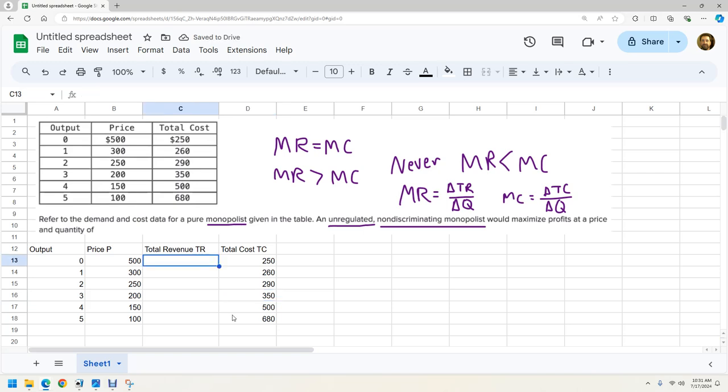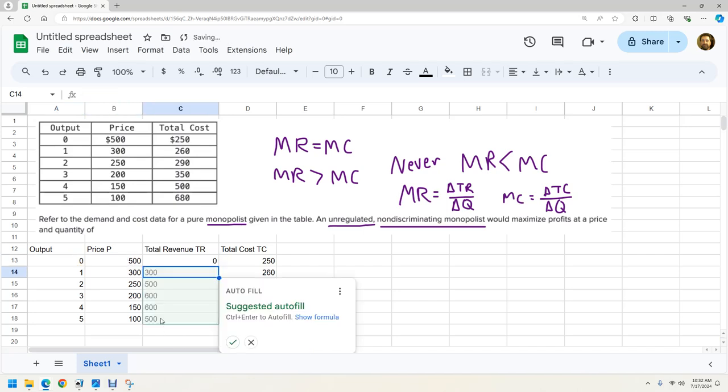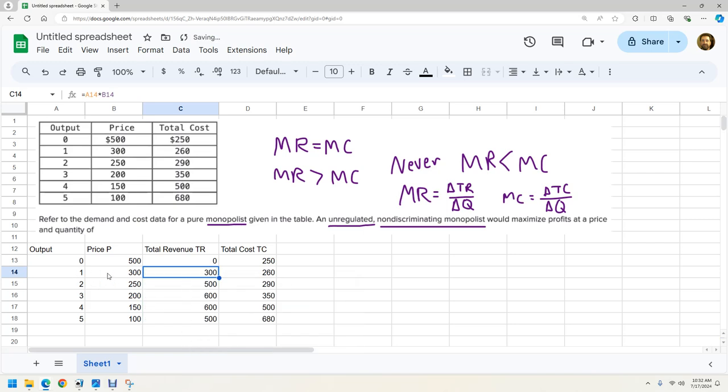Okay, so for total revenue, we're going to write a formula. We're going to hit equals, and it's this, and then to multiply, you use the little asterisk symbol right there. This times this. Hit enter, and it actually recognizes what I'm doing. So I don't need to drag that down, but you could do that over and over again. See, 1 times 300 is 300, 2 times 250 is 500. So I already did all that work for me.